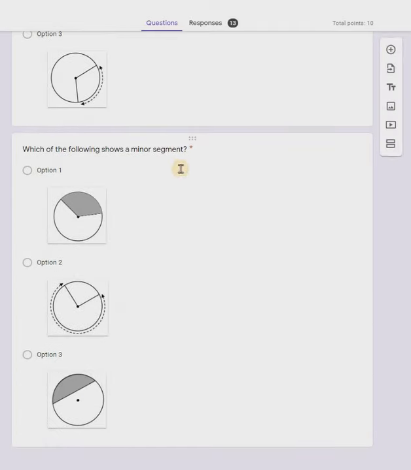Then segment is also the same. Major segment: the answer should be option 3. So a minor segment is a small segment, and the major segment will be the large segment. Okay, so that's all for this video.